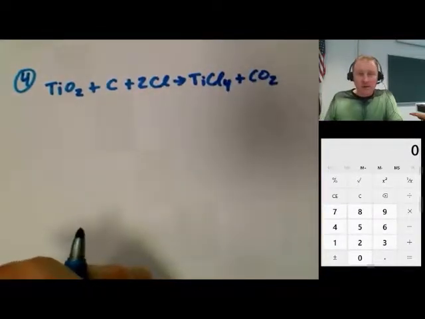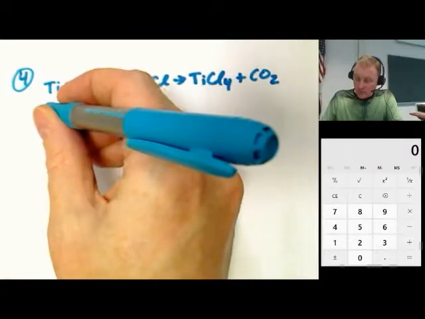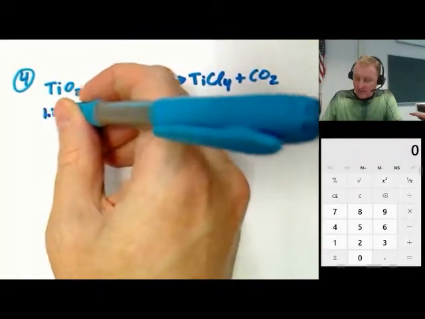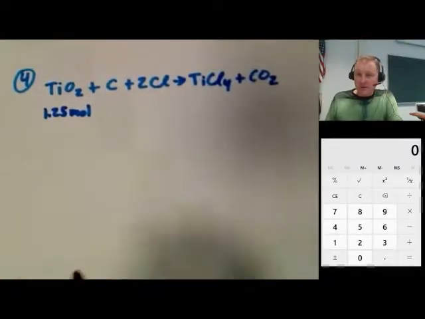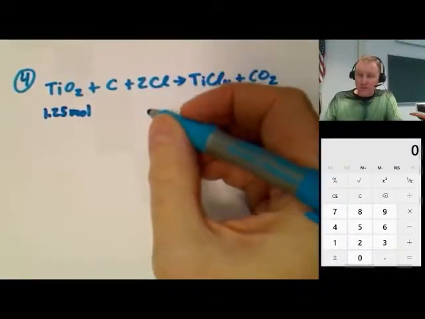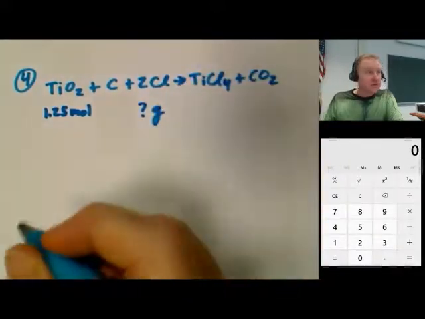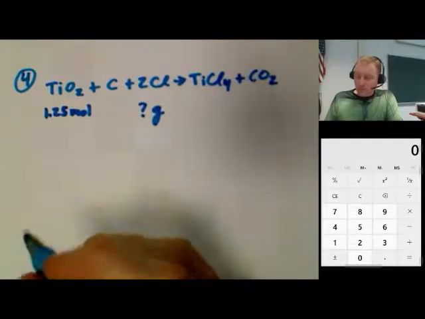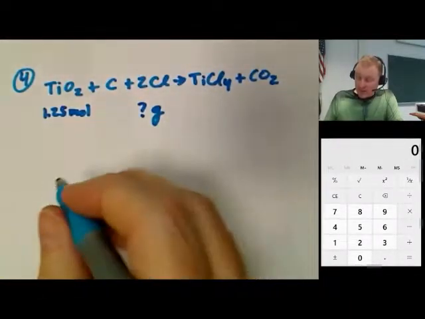That's what's given here. The question says if we have 1.25 moles of titanium oxide, that's this one here, we want to figure out what is the mass of chlorine that's going to be produced. So we're going to say how much chlorine is going to be produced in grams. All right, to set this up, this will take 2 steps. It's a little bit more complicated than the last one we did.